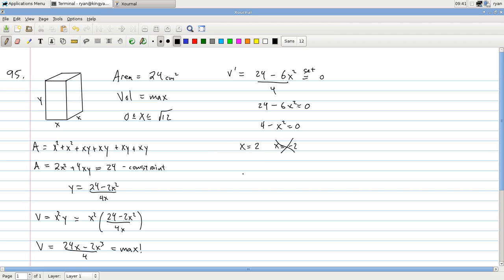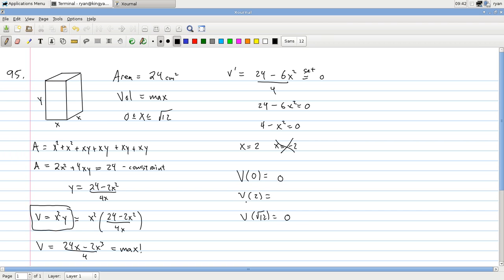So now to determine if this is a maximum or a minimum, we're going to look at the volume at both endpoints of the interval, as well as our critical number. So we look at the volume at x equals 0, the volume at x equals 2, and the volume at x equals square root of 12. If we plug x equals 0 into our volume formula, remember our volume formula was given here, if x is 0, the volume is 0. And that certainly isn't going to be a maximum. If we look at the other extreme, at x equals square root of 12, remember that means all the area was spent on the top and the bottom faces, so y is 0. And if y is 0, then again by this formula, volume is 0.